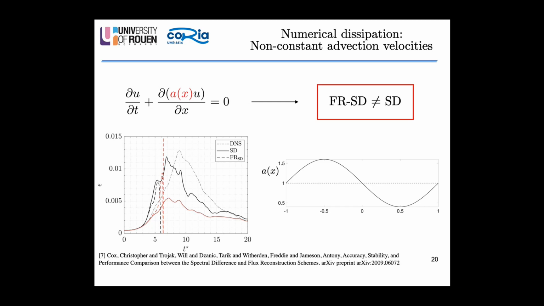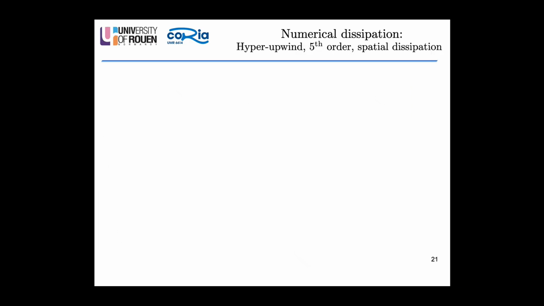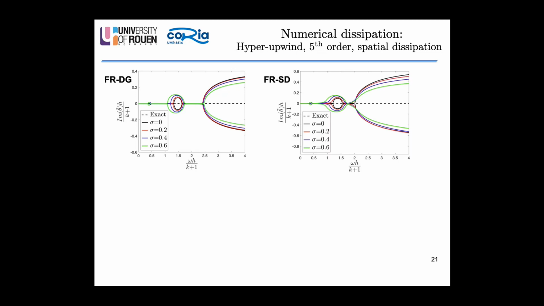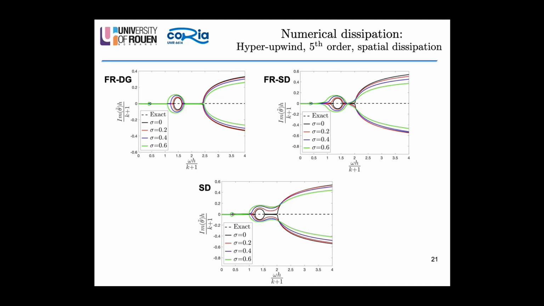For this very first approach, we consider a simple sinusoidal direction velocity to study the influence of non-constant direction velocities. We have, of course, plenty of combinations that we can study in terms of numerical fluxes, order of approximation, and type of analysis that I presented in these last few slides. Here we consider, just because it's the most relevant result, the case of hyper-upwind, so very strong upwind numerical fluxes, a fifth order approximation, and we monitor spatial dissipation. And we look at the different schemes: the flux reconstruction DG, flux reconstruction SD, and the original spectral difference scheme.